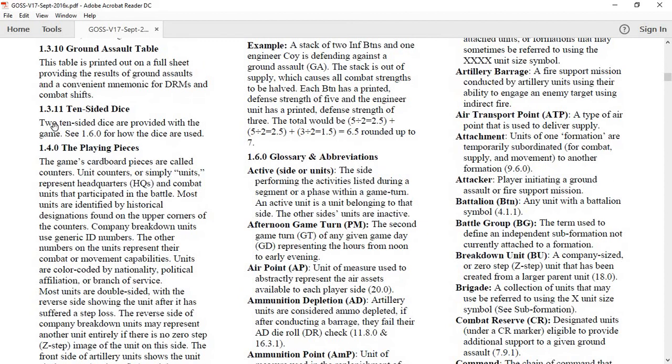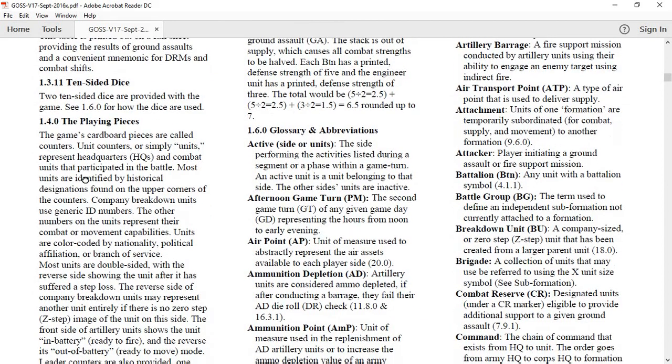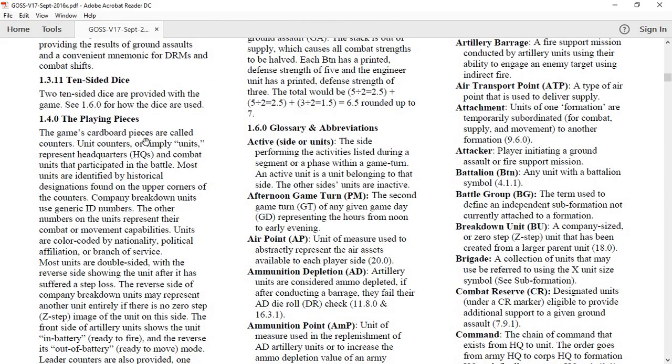10-sided dice. 2 10-sided dice are provided with the game. See 1.6.0 for how the dice are used. The playing pieces. The game's cardboard pieces are called counters. Unit counters, or simply units, represent headquarters and combat units that participated in the battle.